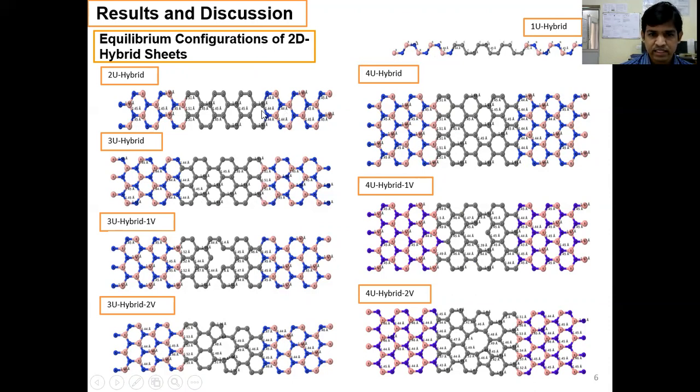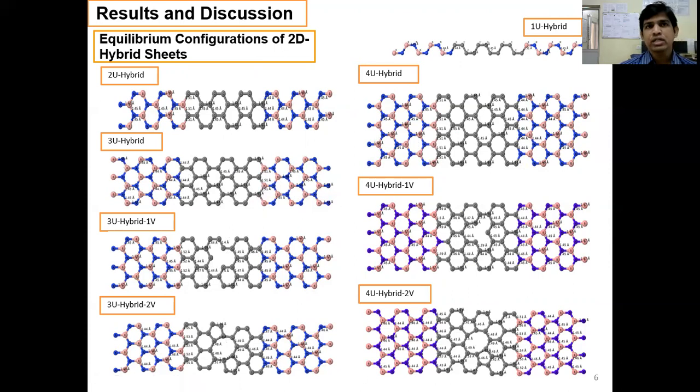Now for further analysis, this atomic layer is transformed into different sheets, and the width is gradually increased. First, 2 atomic layers are taken, then 3, and then 4 atomic layers. And let's see which kind of effect will be observed when vacancies are produced. In the three atomic layer hybrid sheets, 1 vacancy and 2 vacancies are produced. Similarly, with the fourth layer system, 1 and 2 vacancies are produced. So totally 7 systems are analyzed in this work.